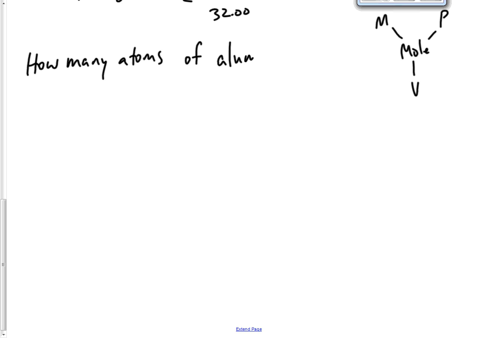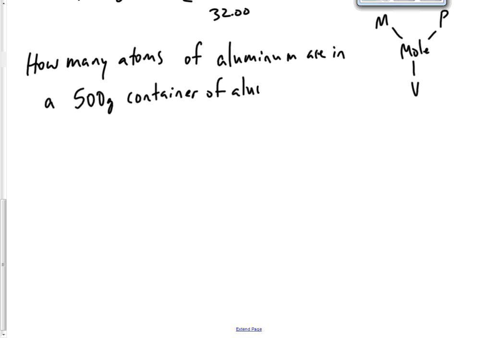We'll make our little mole map here. Our example: how many atoms of, let's say, aluminum are in a 500-gram container of aluminum? How many atoms is that? So we're going to take 500 grams, which is what we started with.